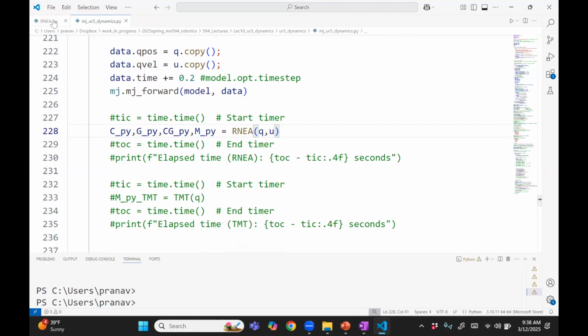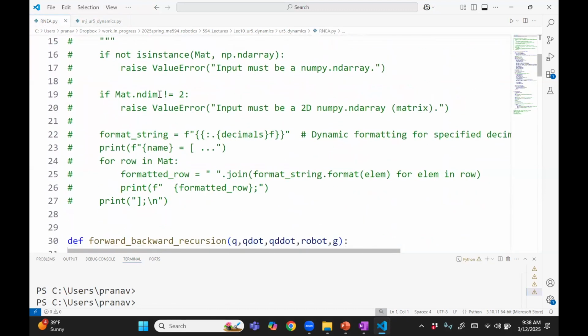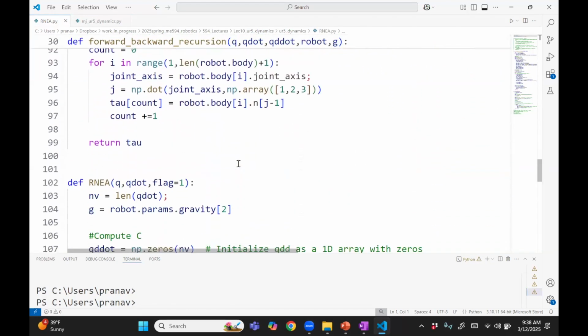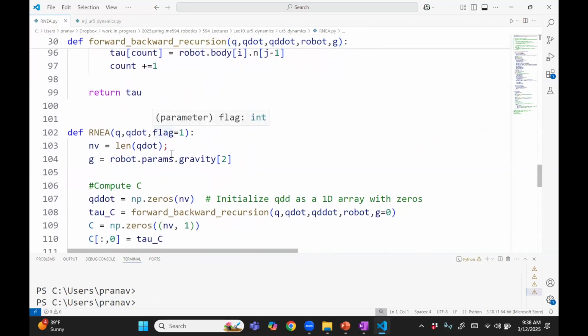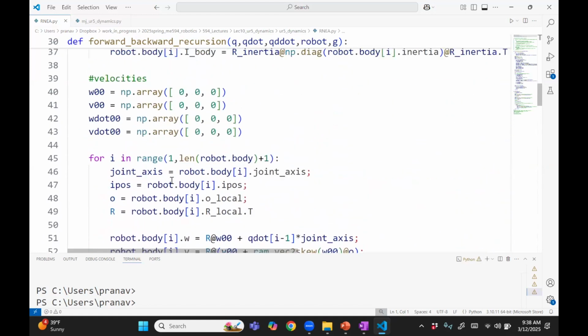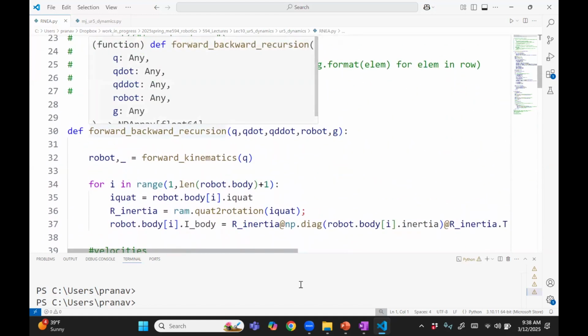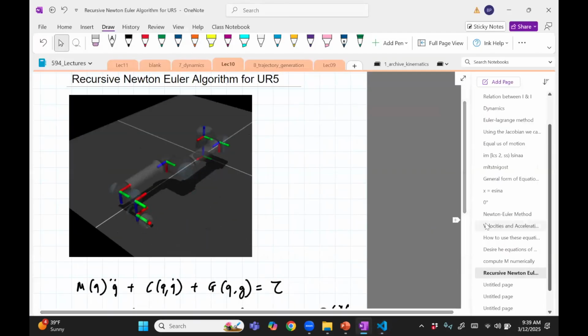So RNEA accepts q and u as inputs. It's actually sitting right here. And then it basically computes CG and Q. Now, before I compute CG and Q, this is just showing the forward and backward recursion. The forward and backward recursion is the same formulas I wrote down here.